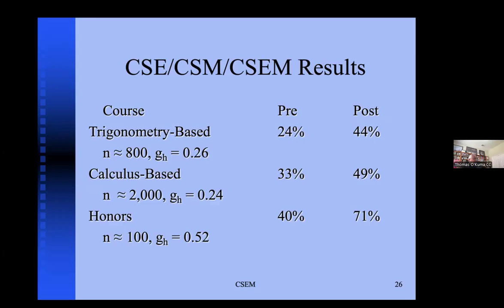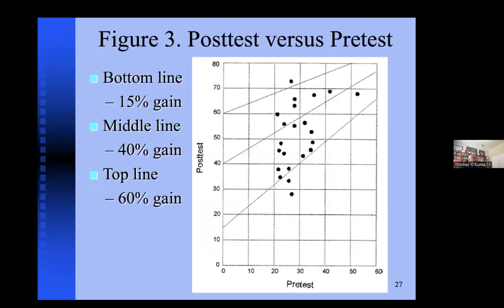Pre-test starting at 24% for algebra trig-based, around low 30s for cal-based. Post-test, low to mid 40s for trig-based and upper 40s for the cal-based. And that was consistent. If you plotted this on a graph like the Hake gain graph that Hake did in his original paper, then this bottom line is if you see a 15% gain between pre and post test, the middle line is like 40% gain, and the top line is 60% gain.